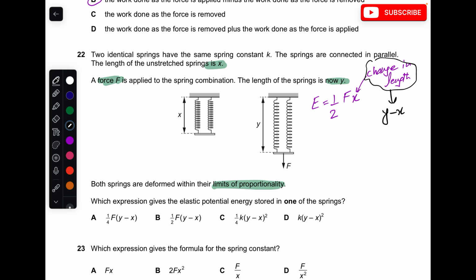Okay, so let's do it for both of them. We have two springs, right? So let's call this one, let's call this two. So the total elastic energy will be the elastic energy of the first plus the elastic energy of the second. The first of it will have 1 by 2. The forces will be the same. The forces acting on both of them are the same, basically it's given, right? It's F force that is applied to the spring combination.